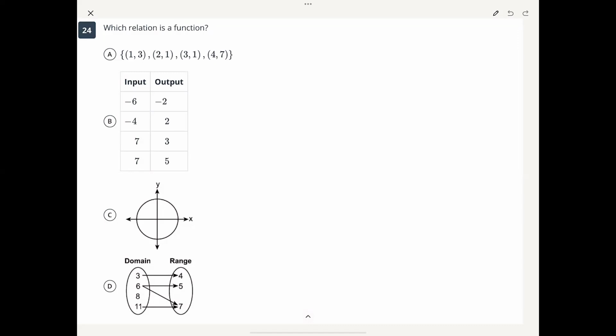If I look at choice D, I can see that this is not a function because the input six has two outputs, but also the number eight doesn't have any outputs. So this is definitely not a function.